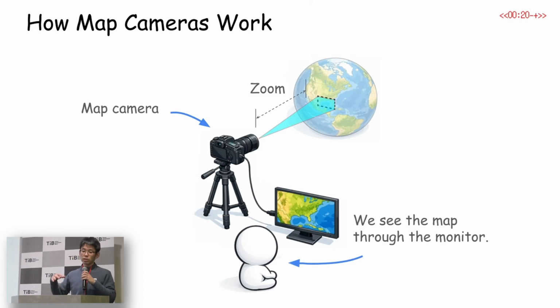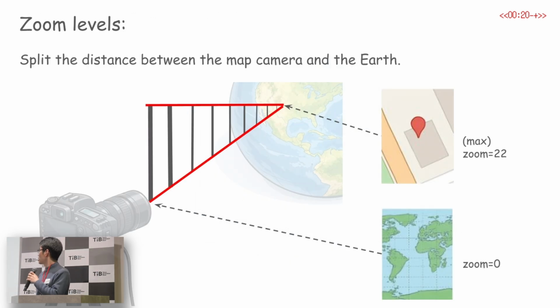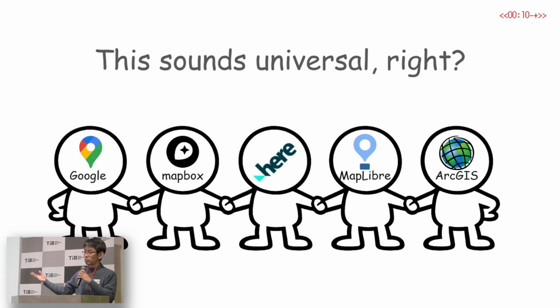Before diving into the concept, let me explain this. We are seeing the map from a virtual monitor, watching the map from a map camera. The zoom level concept is important in my talk. We have a distance between the camera and the earth and split it into some ranges, typically 22. That's the easy concept of zoom level. That sounds universal, right?